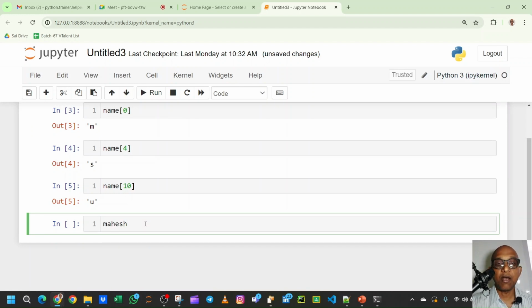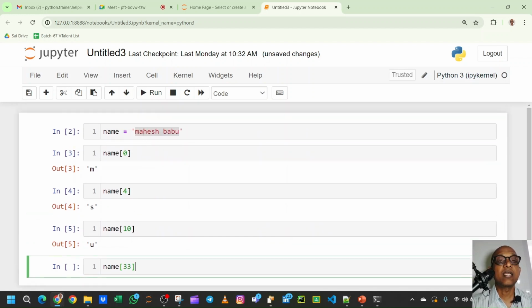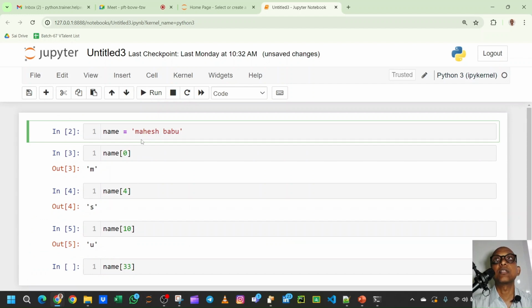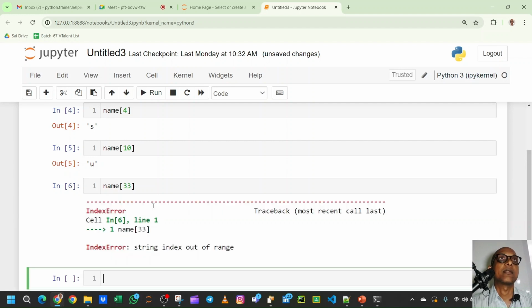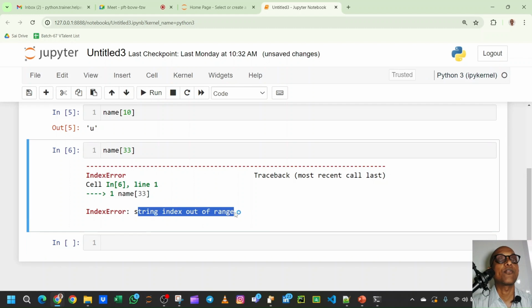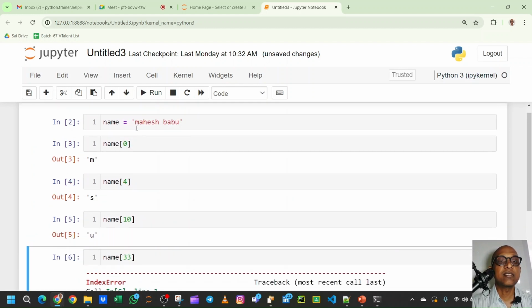For example, if I say name of 33, what does it mean? I am planning to get the character present at the 33 index position in this string. Is there any character at the 33 index position? There is no 33 index in this string, so I'm going to get an error. You see, string index out of range. This 33 is not in the range of the indexes of the given string. What is the range of the indexes? 0 to 10. That is the maximum index for this particular string.